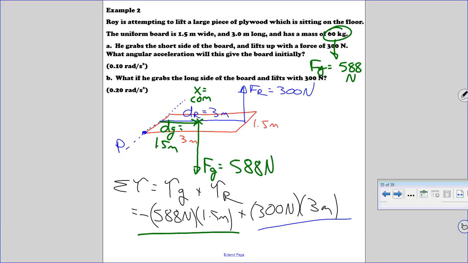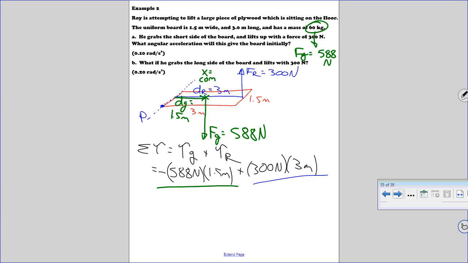All right. Well, but so anyway, so we all agree. Does everybody have a method that works for them? All right. So let's finish this up. So my net torque here ends up being negative 882. Yes. Final answer. Plus, oh, I guess I should put Newton meters. Plus 900 Newton meters. So I get 18 Newton meters of net torque.